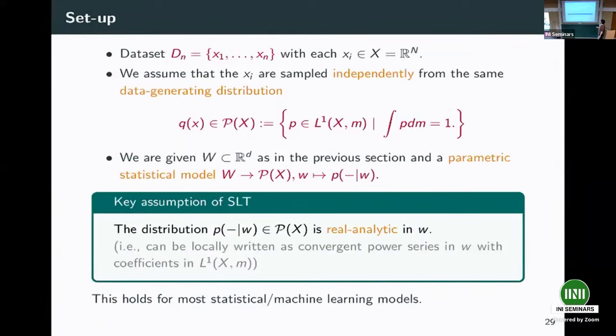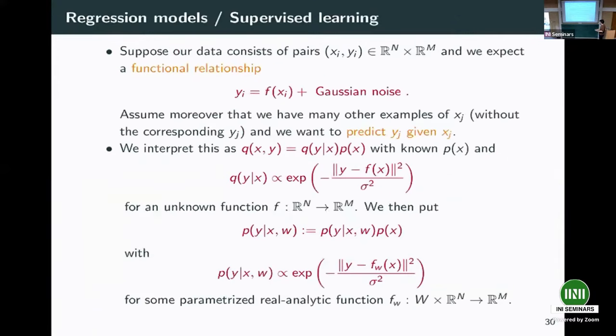basically, somehow the data is generated from this distribution, and these have no structure. They're just some vectors in some big R^N. But in statistics, in many contexts, what you are doing is regression. And what regression means is that you want to predict some functional relationship. Your data is not some unstructured vector. It's a pair, xi and yi, which live in two different R^N. And we want to predict some functional relationship.